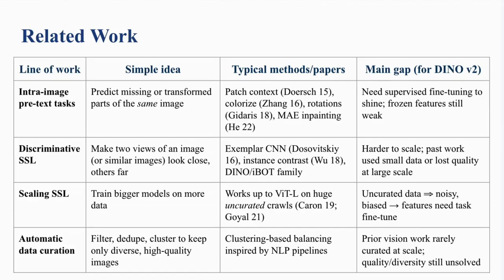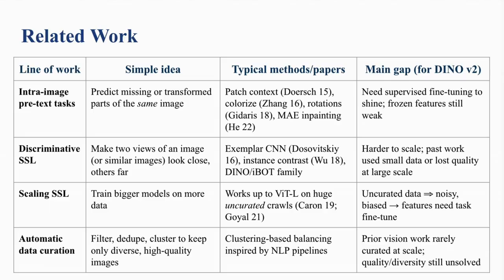This slide summarizes four main lines of work in self supervised learning for vision and where they fall short, especially in the context of what DINOv2 tries to solve. First, intra-image pretext tasks like patch prediction or inpainting help models learn from single images, but they usually need supervised fine-tuning to be useful. Frozen features remain weak. Next, discriminative SSL methods like instance contrast and DINO try to bring similar images close together in feature space. They work well on curated datasets but often struggle to scale. Quality drops when the data gets larger or noisier.